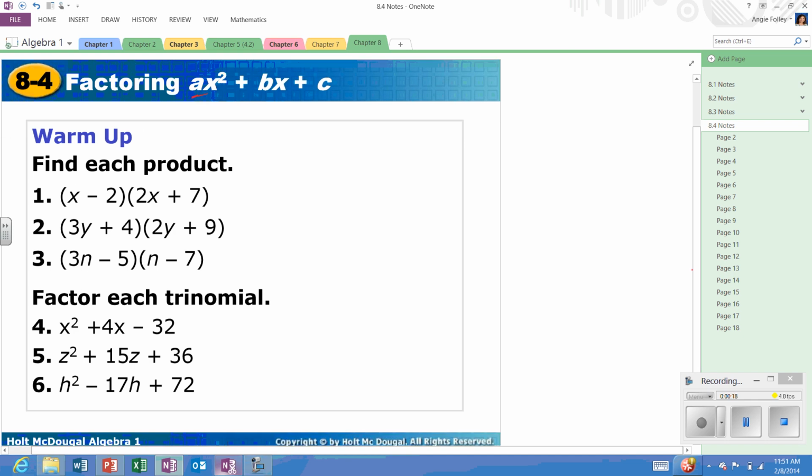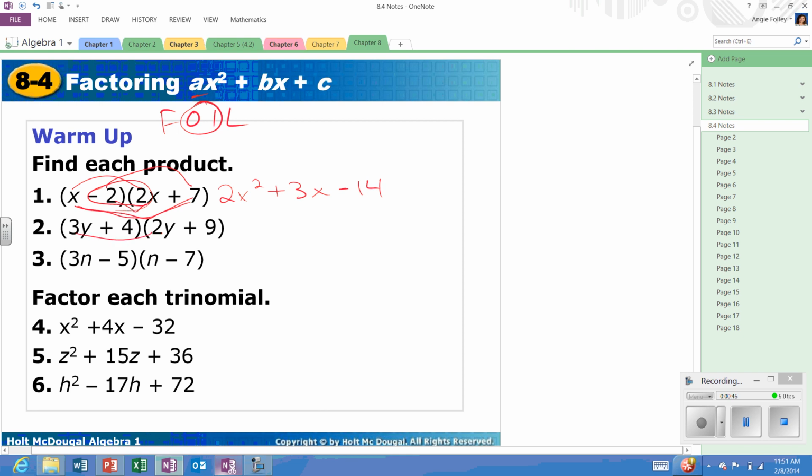So for the first three, we're going to find the product and we're going to FOIL. So remember, we take our first, so that's 2x squared. I'm going to combine my O and my I for the FOIL. So remember, O and I are your outer and inner. So I'm going to have a negative 4x here and a positive 7x. So when I combine that, that makes a positive 3x. And then my last is negative 14.